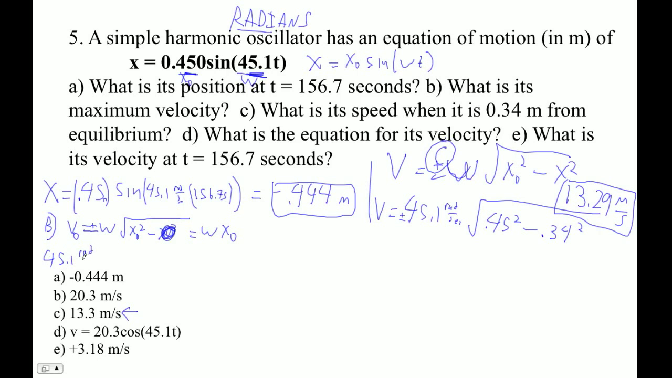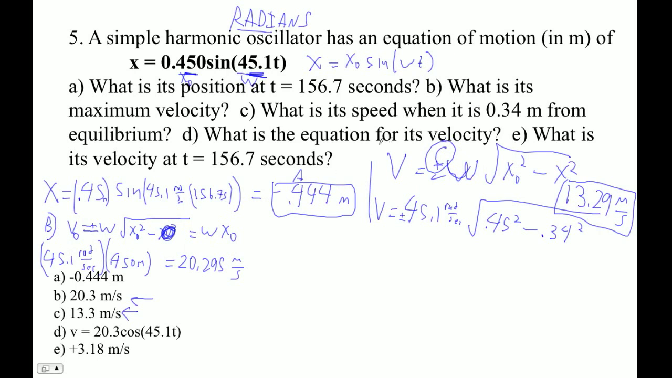This is radians per second times 0.45 meters, right? Okay. So let's go 45.1 times 0.45. And I get 20.295 meters per second. So that's our maximum velocity. So this is our answer to A. Here's C. Apparently B. I don't believe in doing things in the right order, right?